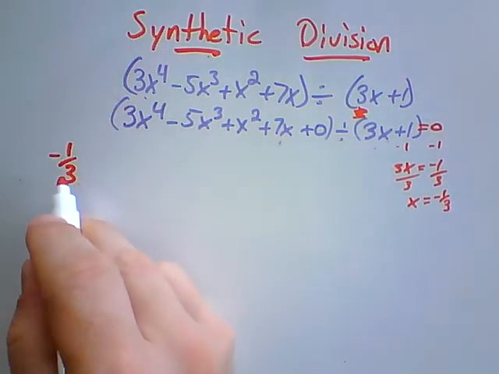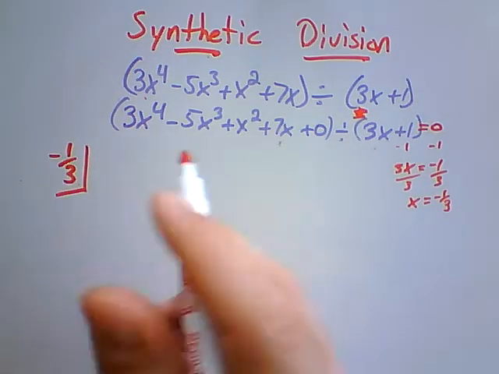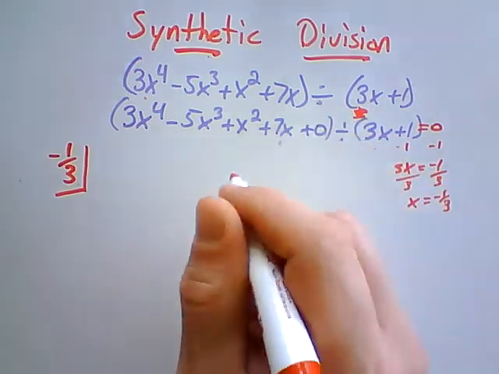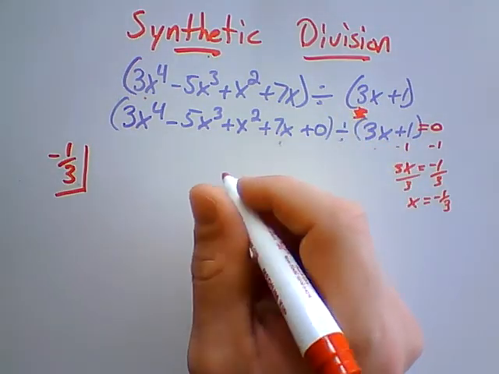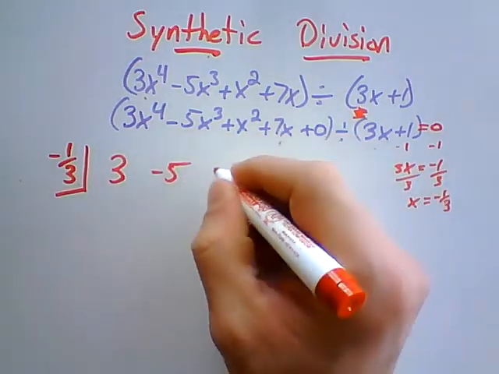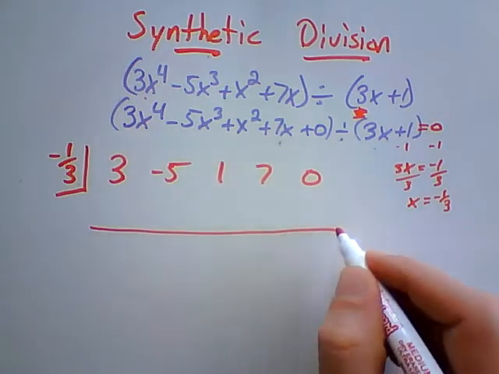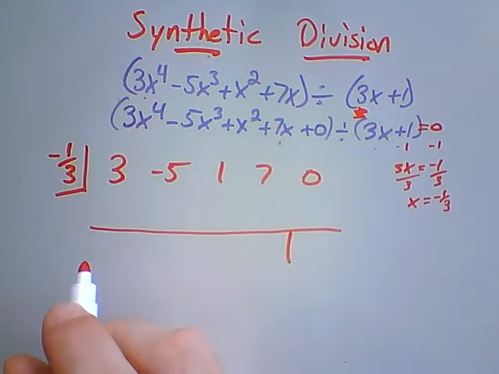Notice no matter what, I'm going to have a fraction in the box, which means no matter what, I'm going to be dealing with fractions throughout this whole thing. You see a number in front of the x, you know there's no way to avoid some fractions. Alright. 3, negative 5, 1, 7, 0. At least I don't have tons of fractions. Watch what happens. This is still kind of cool.